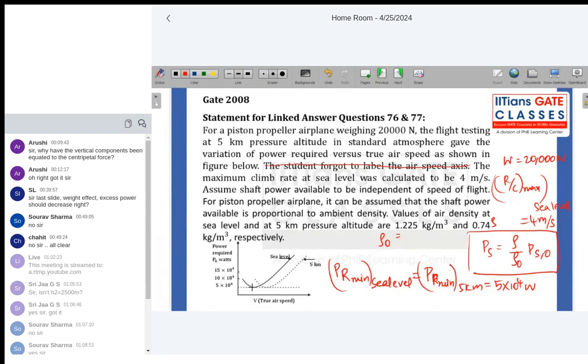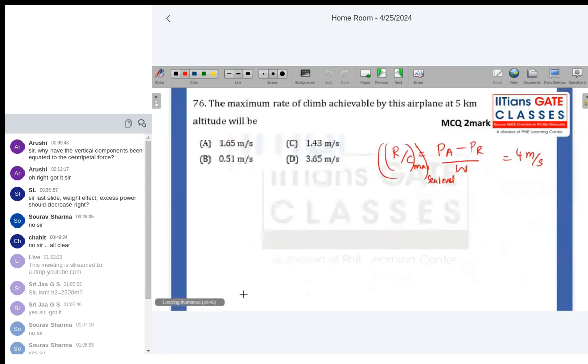This is the power required minimum at sea level. This is the power required minimum at a given altitude. So it is 5 into 10 power 4 watts. Substitute that here. So power available at sea level can be written as, if I take the weight to the other side, 4 into weight plus power required minimum.